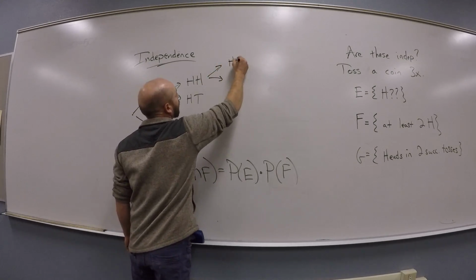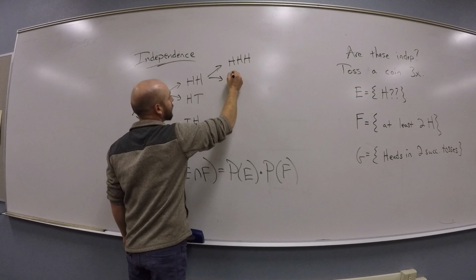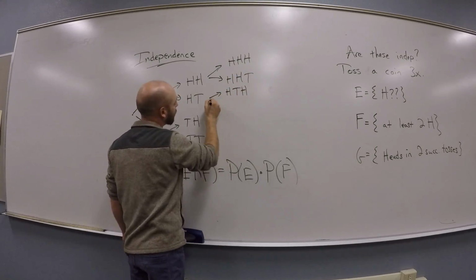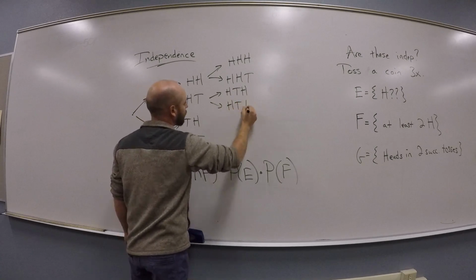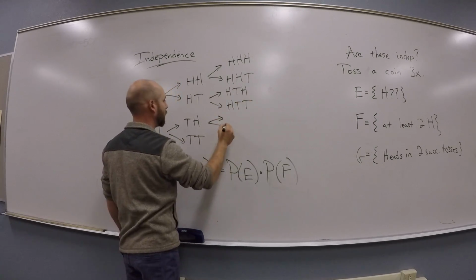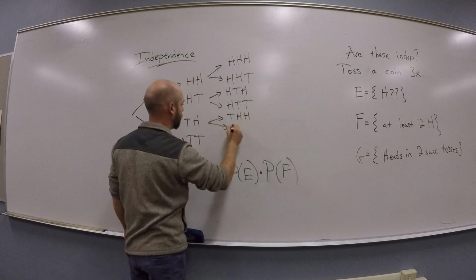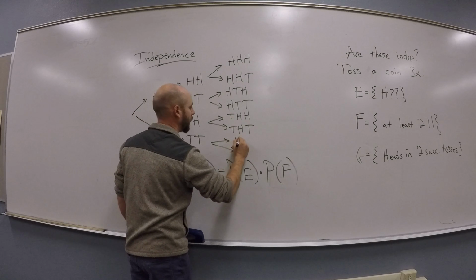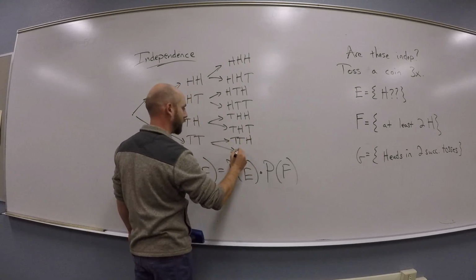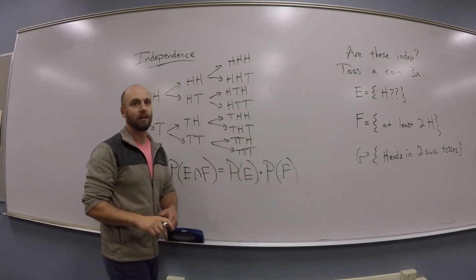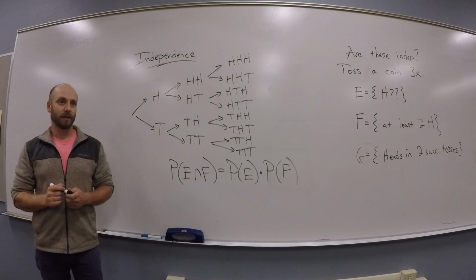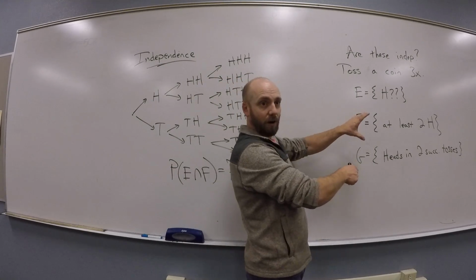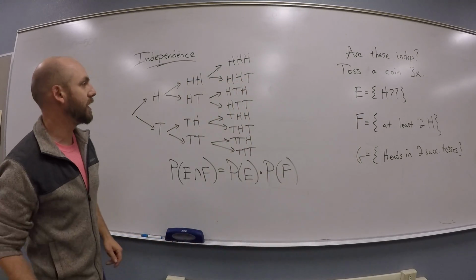So at the top I've got heads, heads, heads, then heads, heads, tails, heads, tails, heads, heads, tails, tails, tails, heads, heads, tails, heads, tails, tails, tails, heads, and tails, tails, tails. Okay, now I'm interested in which of these are independent. So I'm going to look at E and F.